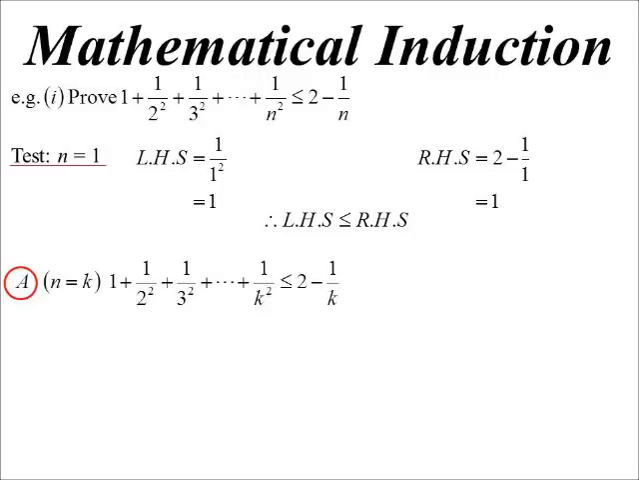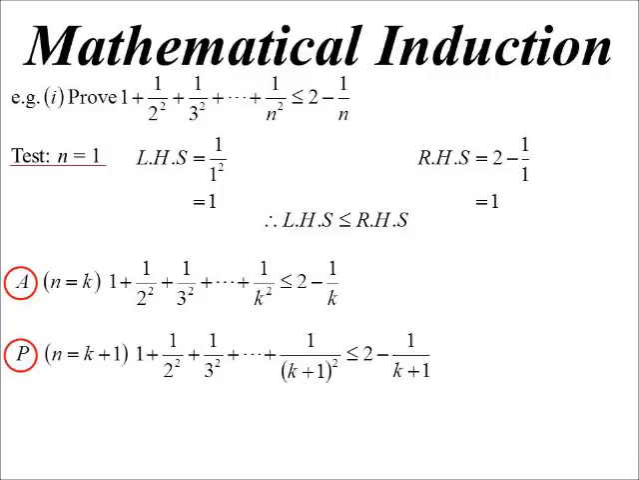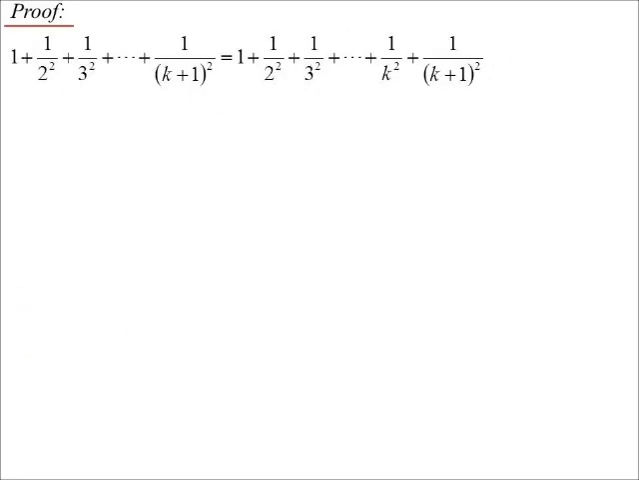My assumption, this is the bit where I'm saying, no, you can't do this, okay? But I'm just writing down my assumption, n equals k would end up being that. And what I want to prove is that. Okay, let's do our proof. It's a series type, so I will rewrite it as the sum to n terms plus the n plus 1th term. Our assumption was 1 plus all the way up to 1 on k squared is less than or equal to 2 minus 1 on k. Now we're trying to show this whole thing is less than or equal to 2 minus 1 on k plus 1.